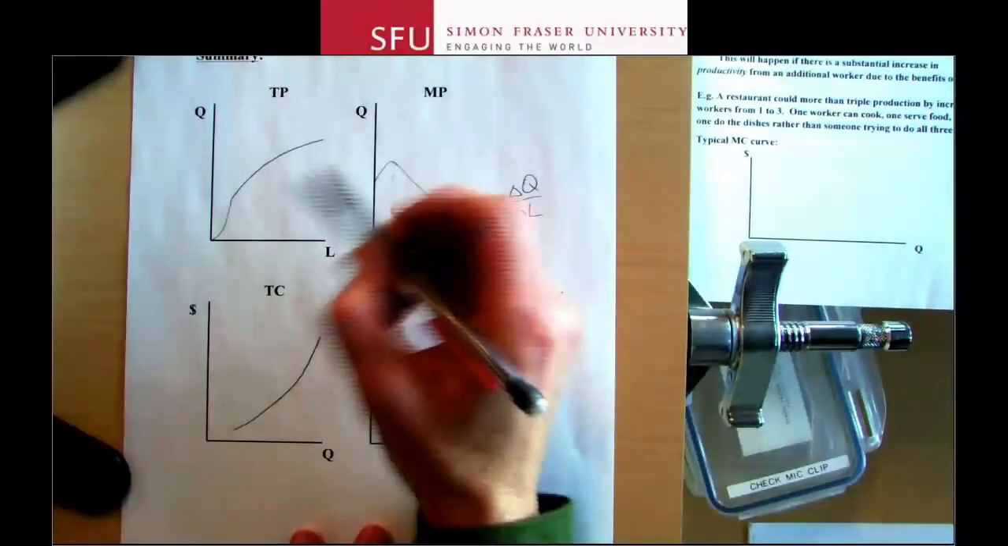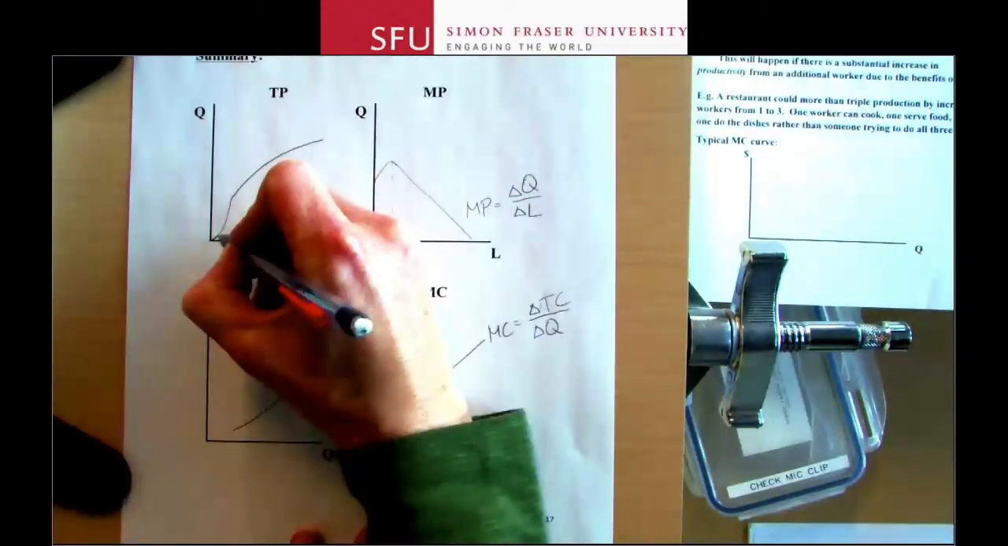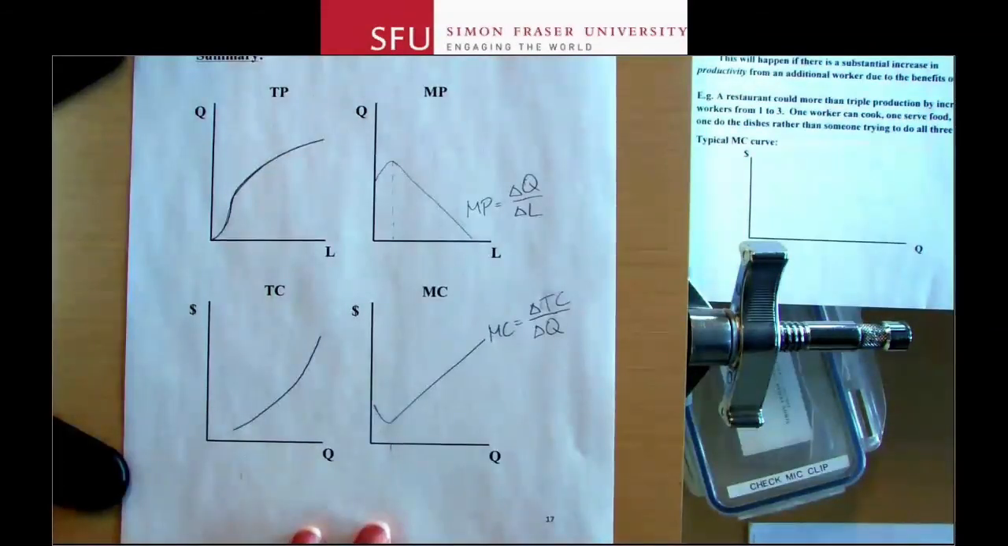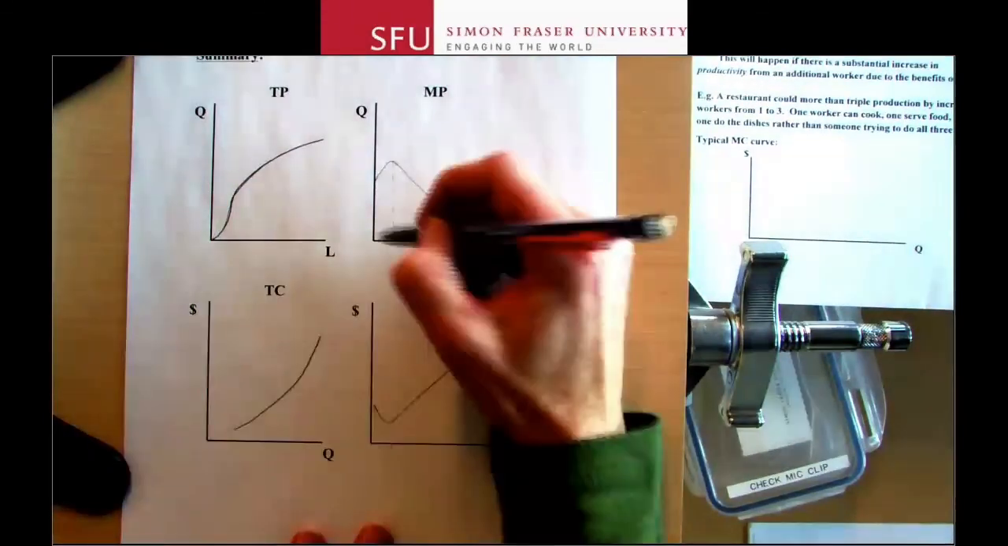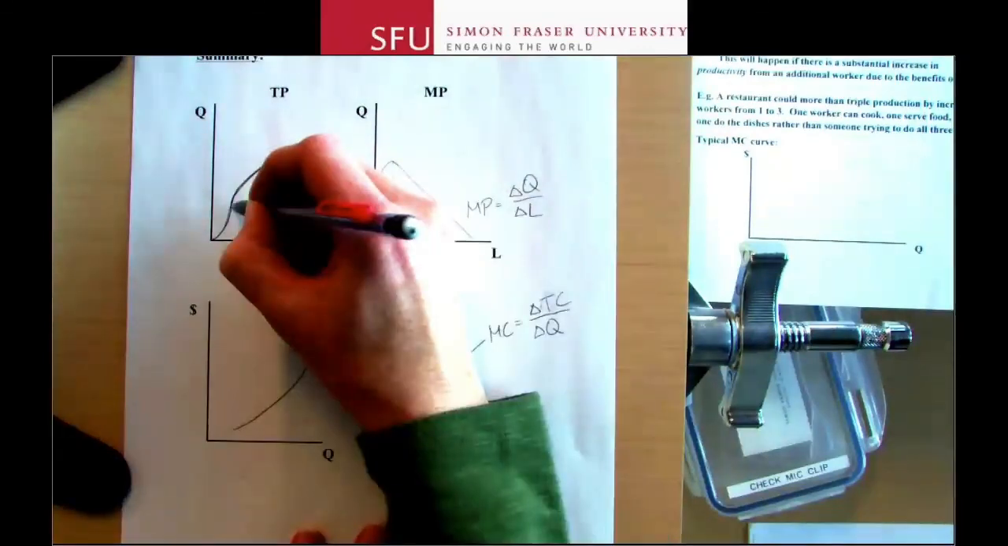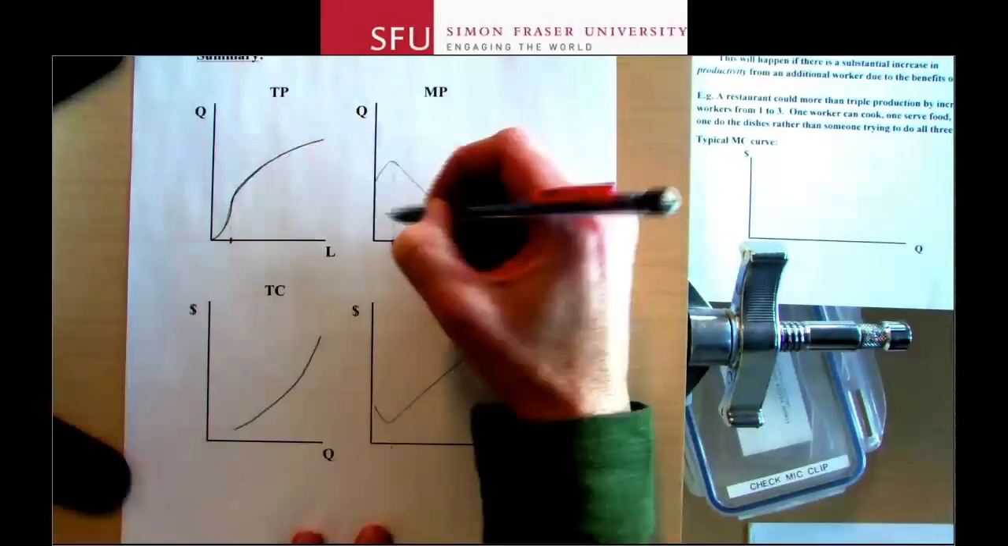All right, so it has to increase at an increasing rate and then increase at a decreasing rate. And so where it makes that switch, this point right here, that would be that point right there.